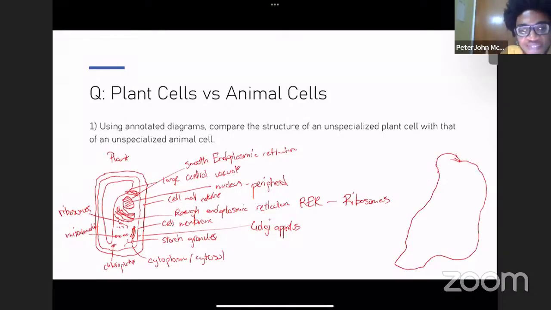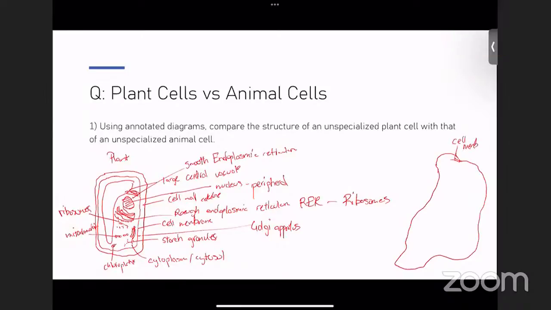I'm kidding. That was a test. Nobody's laughing. Okay. Cell membrane. There's no cell wall.